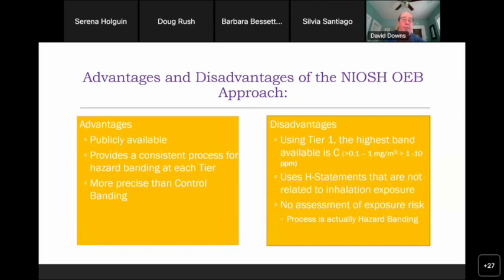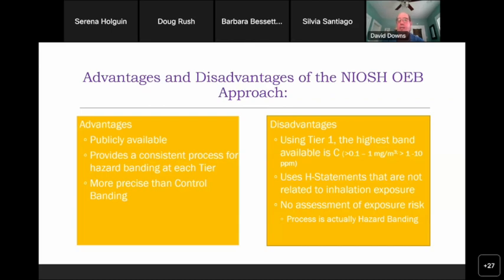It's publicly available. That's a major advantage. It provides a consistent process, and it's more precise than control banding. It would give you a tighter band than control banding might give you, because essentially you're working with a higher level of information, particularly with respect to being able to use the hazard statements on safety data sheets and other sources, as we discussed.